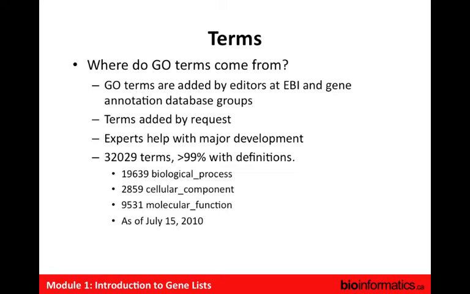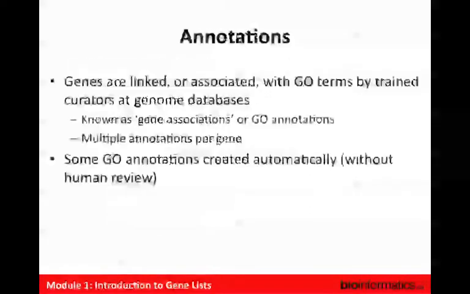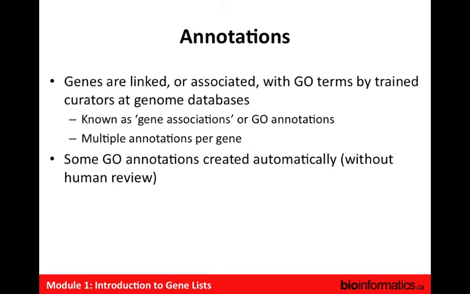Just as of this morning, I checked, there were over 32,000 terms, almost all of them with definitions. The majority are different types of biological processes, but there are also almost 3,000 cell components defined and almost 10,000 types of molecular function. So the first part of gene ontology is these terms, this dictionary of terms and their relationships. That's the real gene ontology.